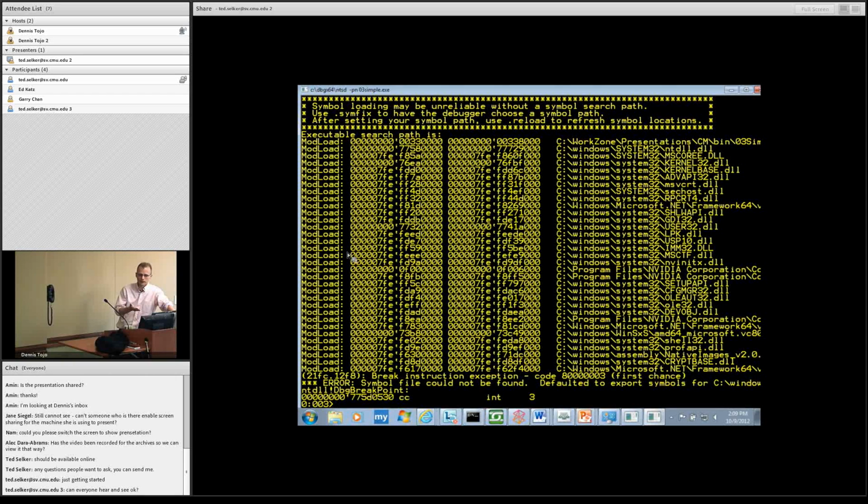Now you'll notice that there's a lot more modules loaded in, which makes sense because the process is already initialized and it's been running for a bit. So that's the experience of how you would attach or run with the debuggers.